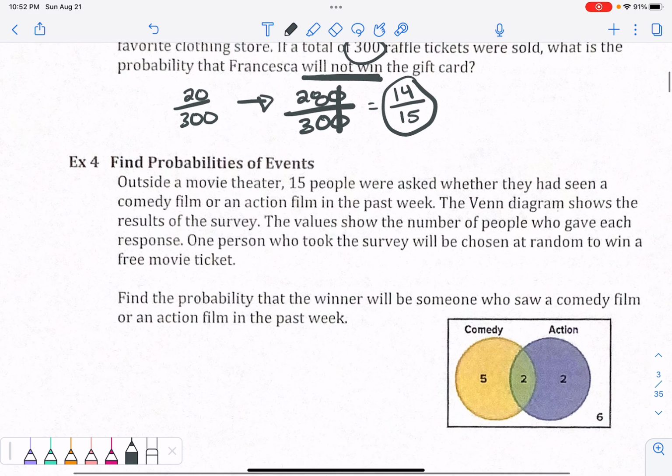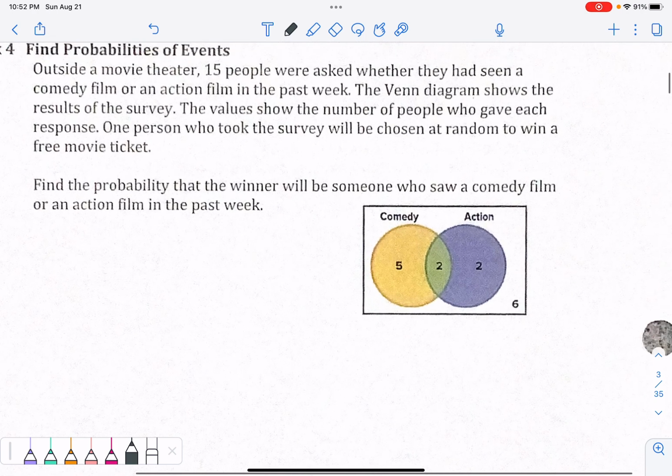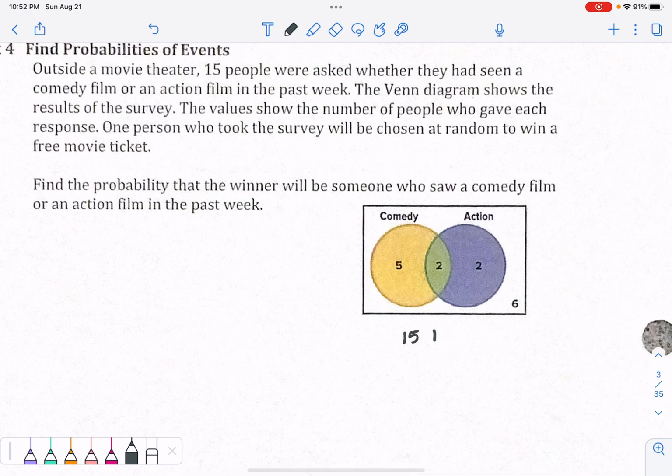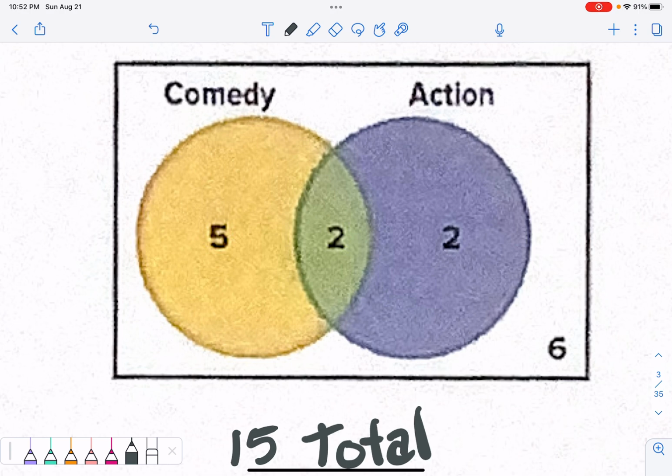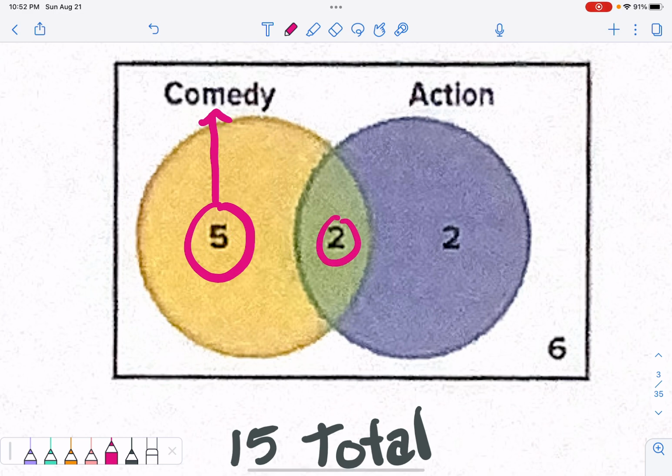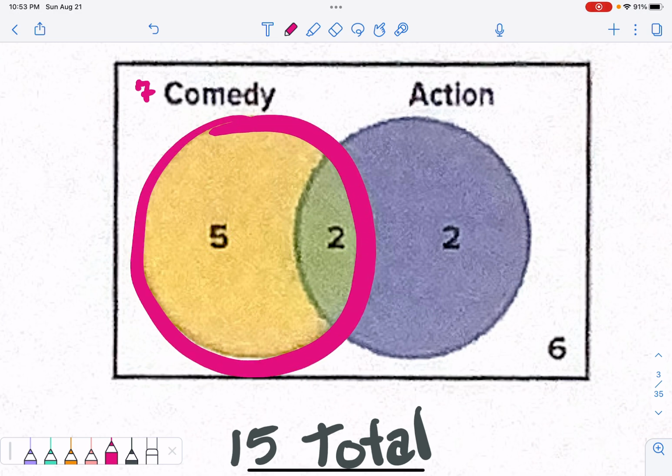Okay, last one is another one of those Venn diagrams. So outside a movie theater, 15 people were asked whether they had seen a comedy film or an action film. So there are 15 people total. Now, they filled out this Venn diagram differently than I usually do. I usually put the total number of comedy here, and then I put 2 people here that are comedy and action. But the way that they have this Venn diagram set up, just take note of this because this is the way that they'll probably do it on your homework assignment, the number of comedy people is actually 7 because it's these 2 groups together, right?